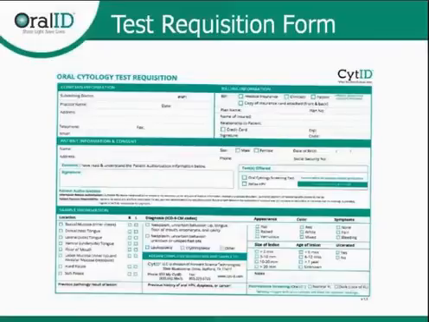Now, all this is on our website, and when you get to the point where you need to do a cytology, if you have questions, just call us. We will help you through it because I know it's new, and you may have to call us a couple of times before you get the swing of it.